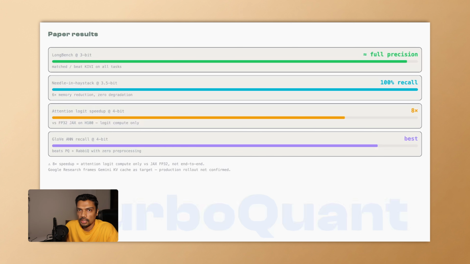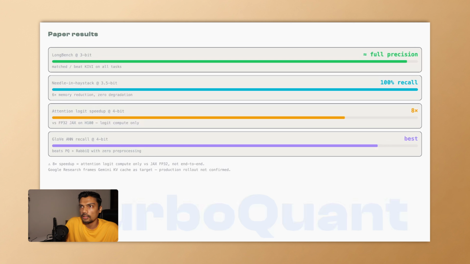If KV cache compression loses even a handful of important tokens, the model fails to find the needle. TurboQuant achieved perfect scores on this benchmark at 3.5 bits. This was a 6 times memory reduction with zero degradation.